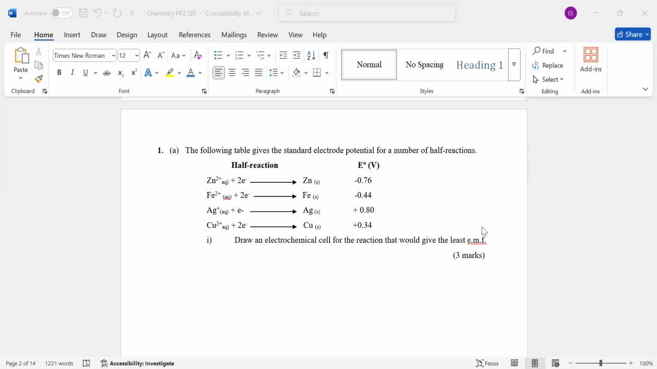So let's continue. We've identified the two, zinc and iron, because they have E values that are close to each other. So we are supposed to draw an electrochemical cell. This is something that you're supposed to draw on your end. Maybe I'll give you a minute, but first of all, let us identify what are some of the things that you're supposed to look at when you're drawing an electrochemical cell.